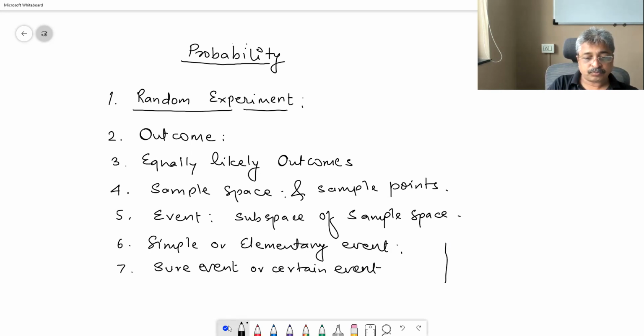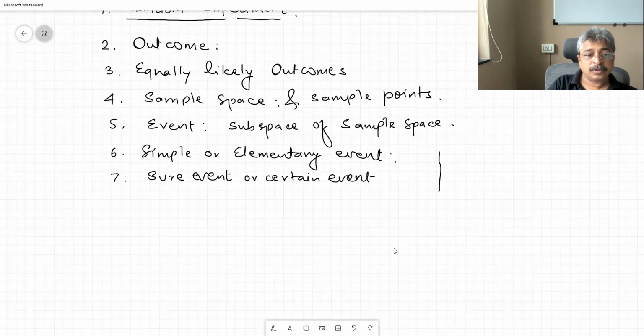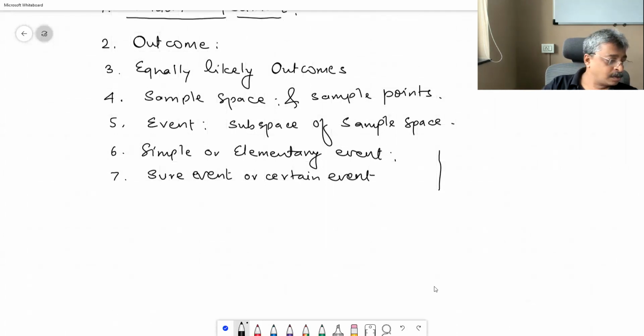8. Impossible event. If an event is the empty set, then it is called an impossible event.